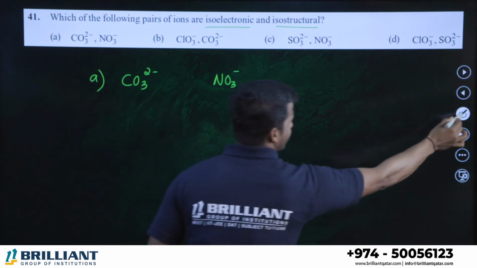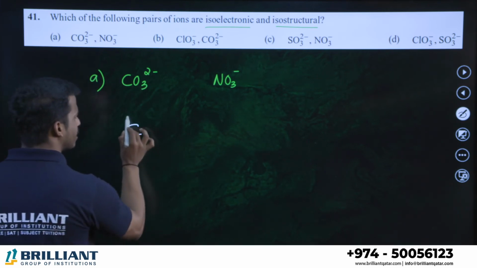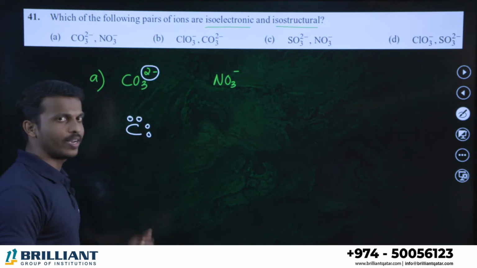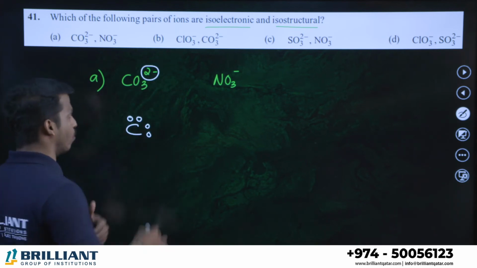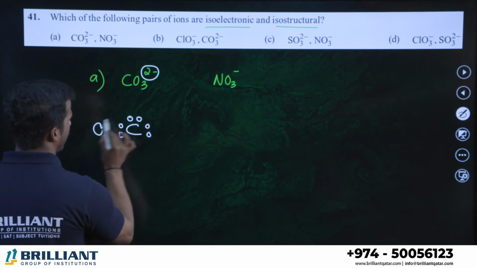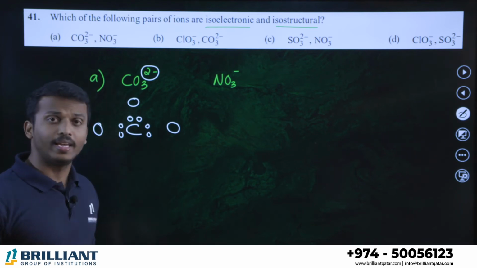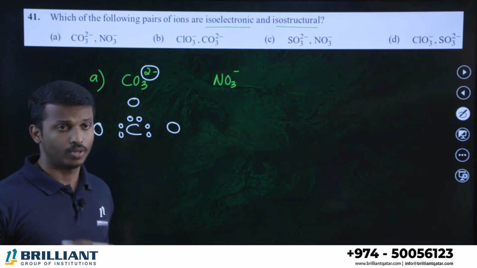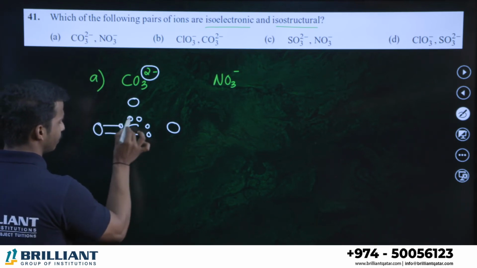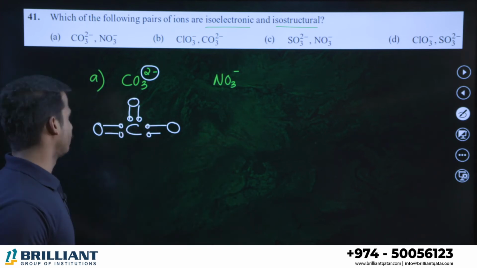Which is the central atom here in the carbonate ion? Carbon. What is the valence electron count of carbon? 4. Can you see there is a 2 minus charge? 2 minus charge means you have to add 2 more electrons. It is surrounded by how many oxygens? 3 oxygens. You know, each oxygen carries 6 valence electrons, so each oxygen needs 2 more electrons to complete its octet. Let them take electrons. This is the system.